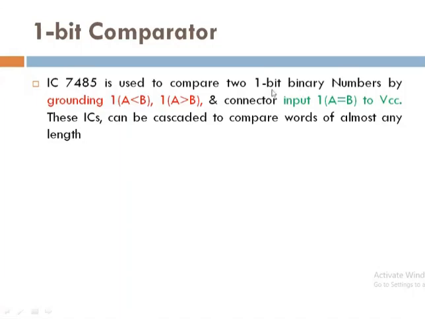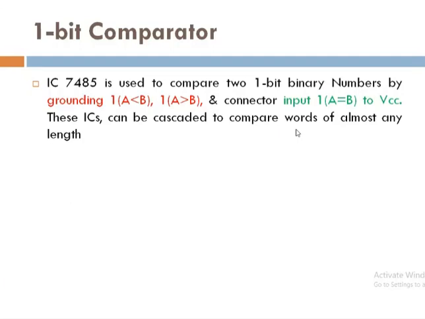To compare two 1 bit binary numbers, you ground two of these cascading inputs, and the remaining cascading input you have to connect to the VCC. This IC can be cascaded with the help of the cascading input to compare words of almost any length. You can compare any length of binary stream with the help of this IC 7485.